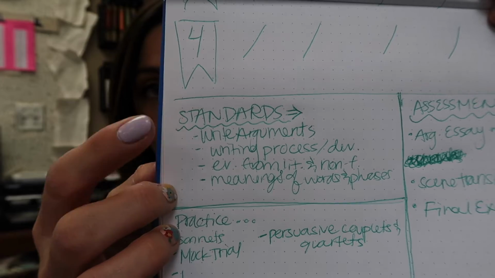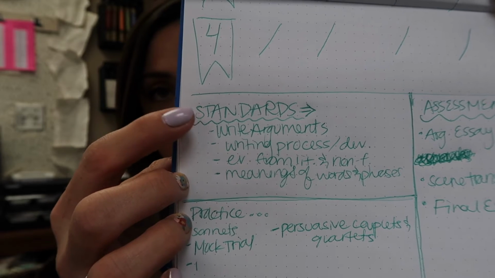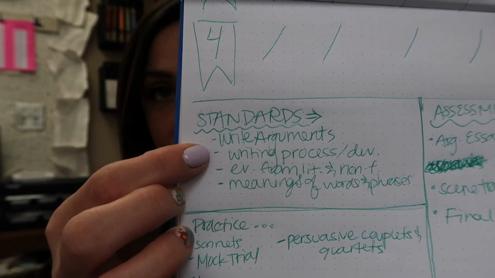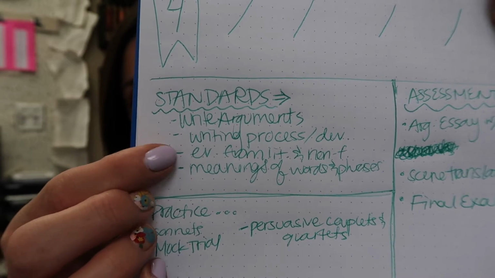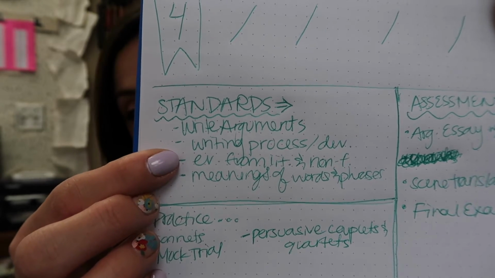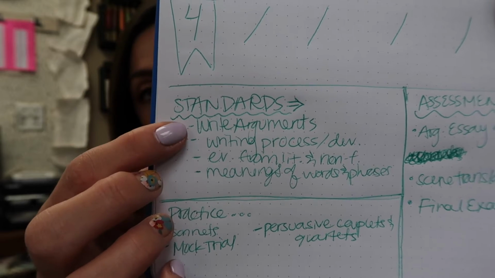So the 4 things that I'm looking at are that we are writing arguments, looking at written arguments, and I have some things to practice that. We are going to be looking at the writing process again as a whole, and that's something that's been happening all year long. We're gonna be looking at getting evidence from both literary and nonfiction, or fiction and nonfiction sources in a single written argument.